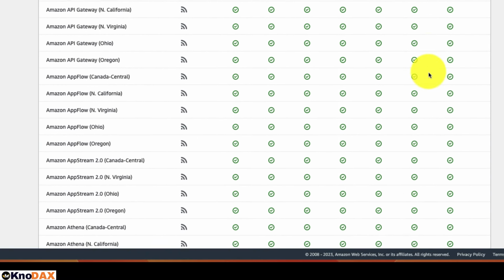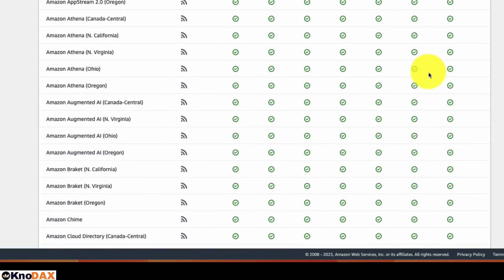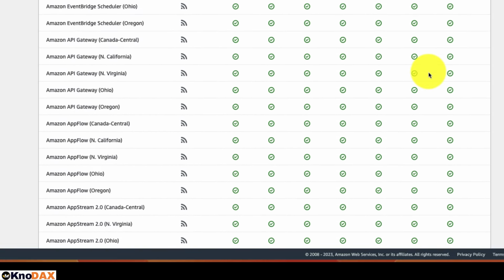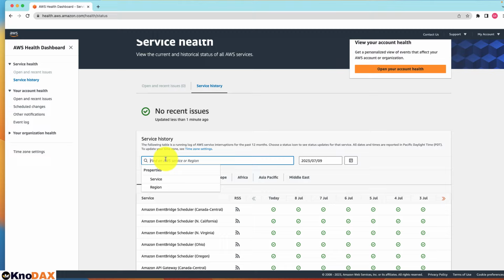If you scroll down, you can look at all the services. You can realize that AWS is a very reliable cloud platform. You can find the health of a specific service or region if you would like to look into it. Also, if you have any open and recent issues, you can find them here. This was about the general health of AWS.